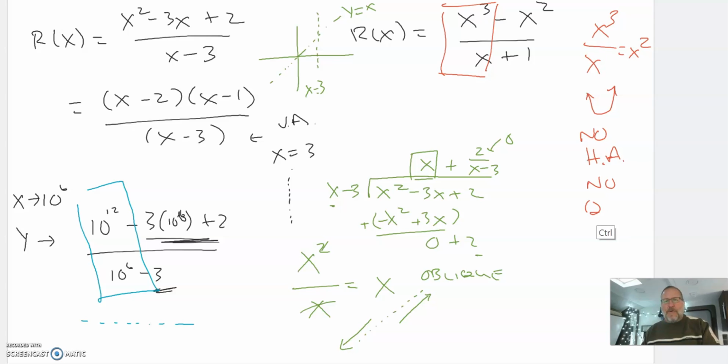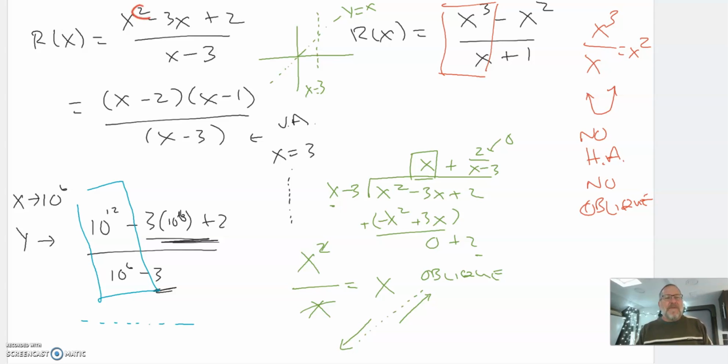Okay, so let's just talk about what we saw, working backwards here. If the degree is more than one higher in the numerator than the denominator, in other words, like what we saw over here, 3 versus 1, then there's no horizontal, no oblique. Make that note. If the degree is higher by more than 1, you got nothing.